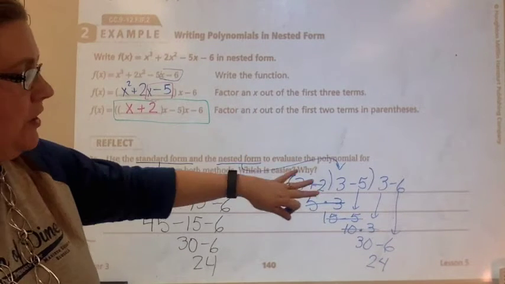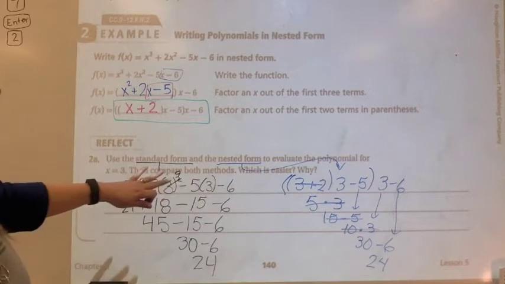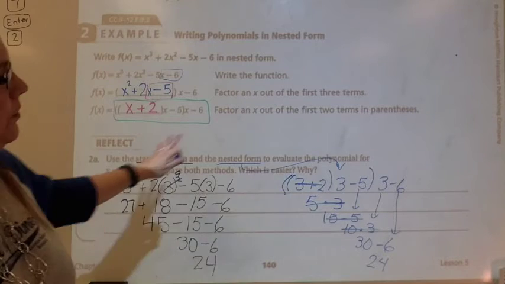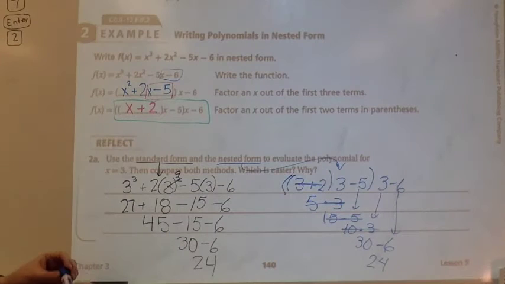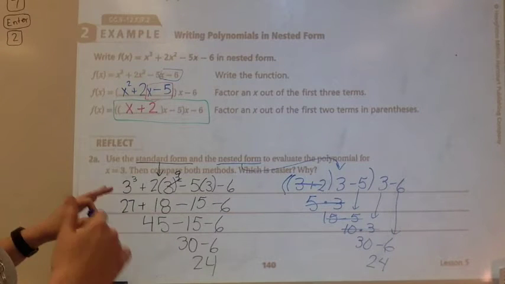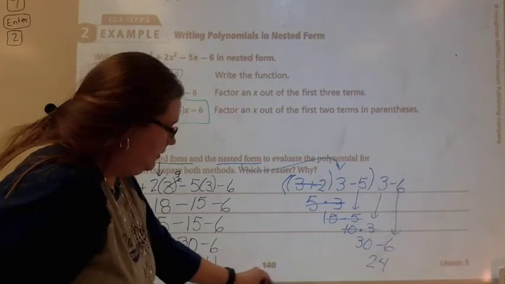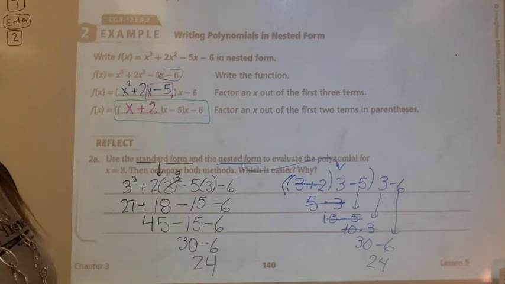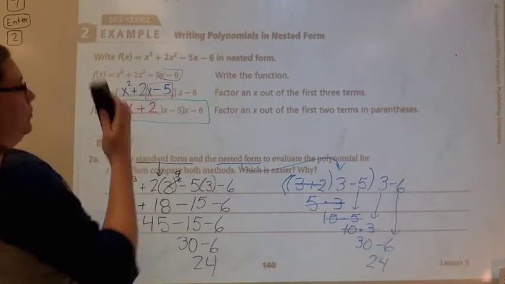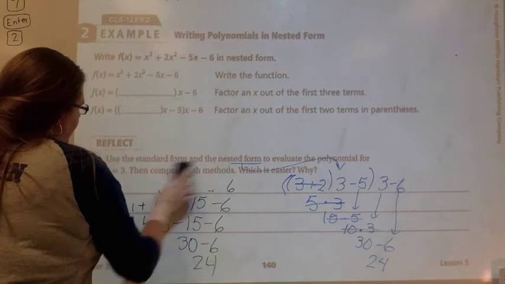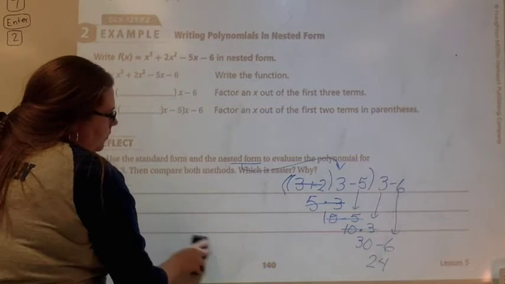If that's more confusing for you, then just keep doing this. If the exponents are more confusing for you, then you're welcome to use the nested version. If you want to pause that, rewind it, watch it again, please do that. Don't rush this. If you're confused, watch it again, or come to intervention and let me help you. All right? Let's flip it over and look at one more example.